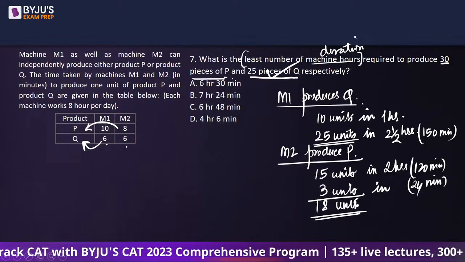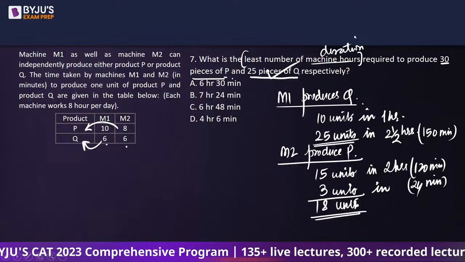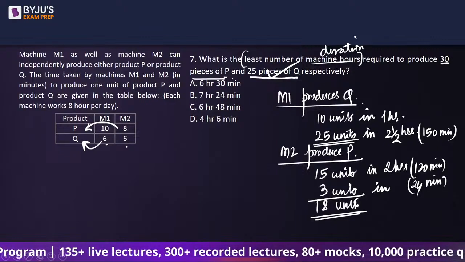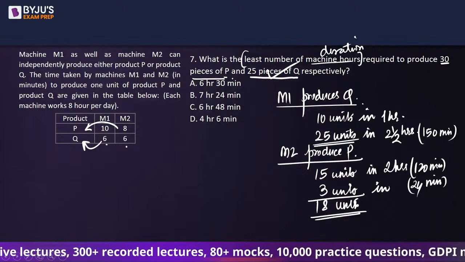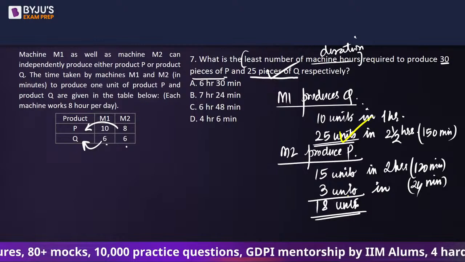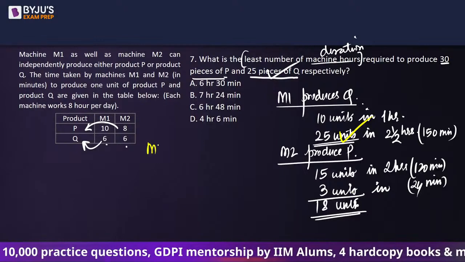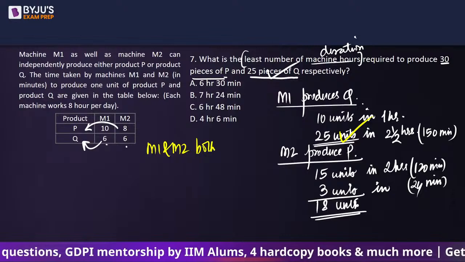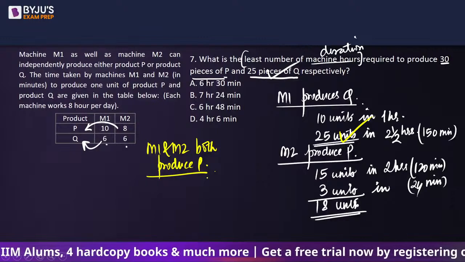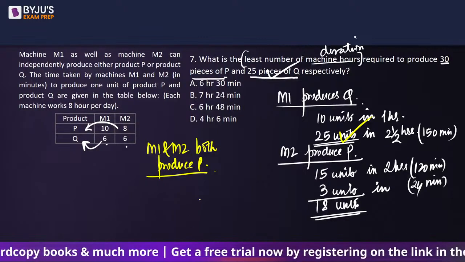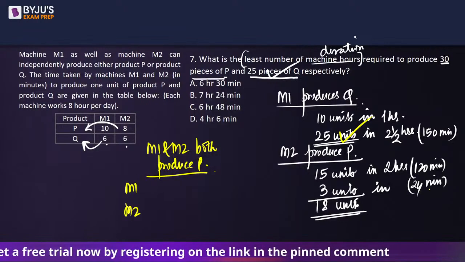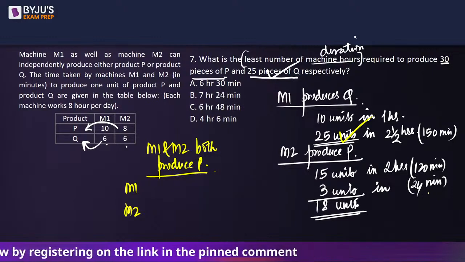P is still left. Now, M1 and M2 both will start producing P, because we are done with Q. Q is complete. P is still left. Now M1 and M2 both produce P. Now 12 units need to be produced. So if I look at M2, 6 minutes are left, right?